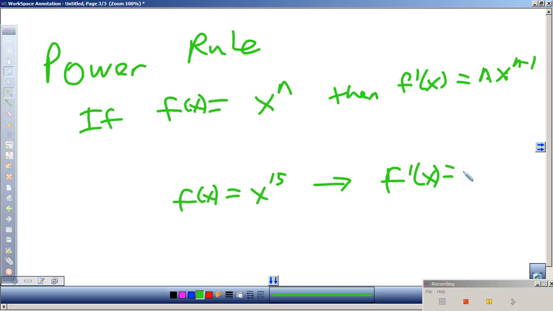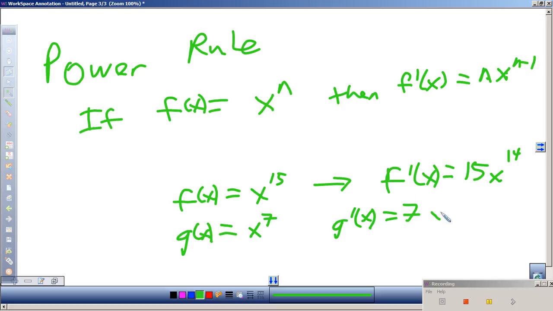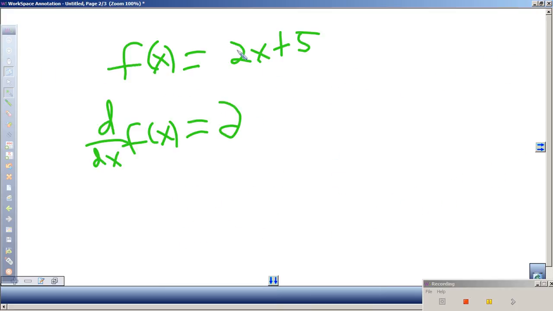So first, what number goes first? 15. Remember, we take n, put it down front, reduce the power by 1. x to the 14. So if I said, say, g of x equals x to the 7, then g prime will be what? 7x to the 6. Now let's go back and look at this one.